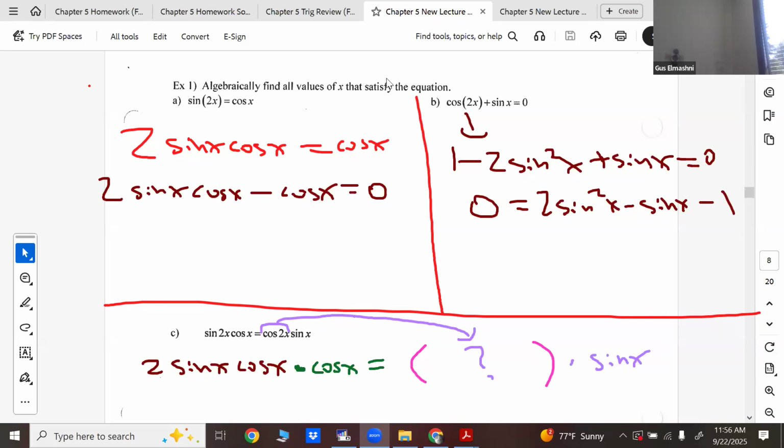No, that's not true, because the angles have to be the same. That's sine 2x times cos x. You have to replace sine 2x with 2 sine x cos x, and then you go with the flow after that.